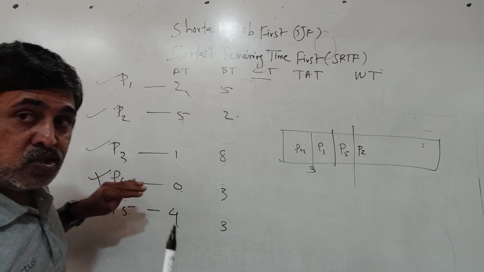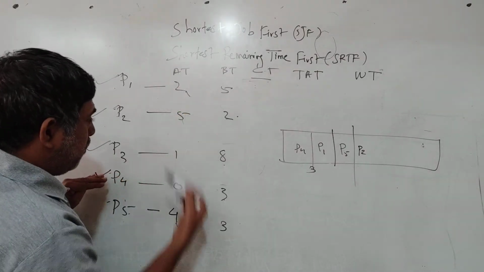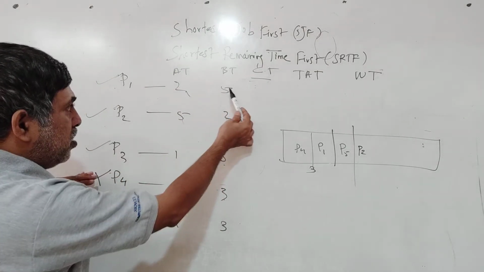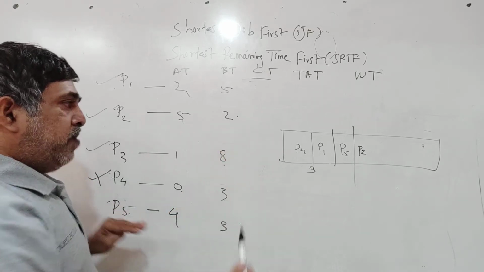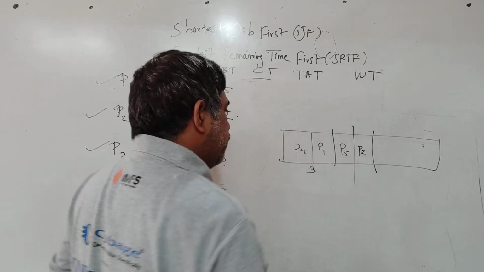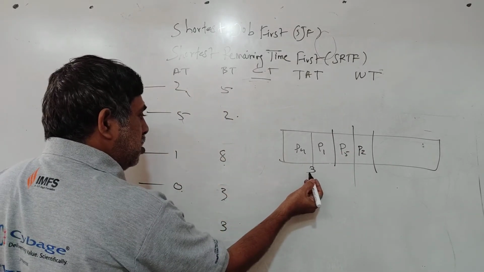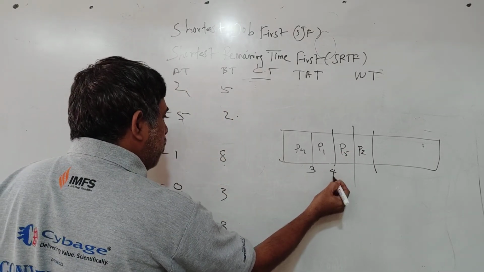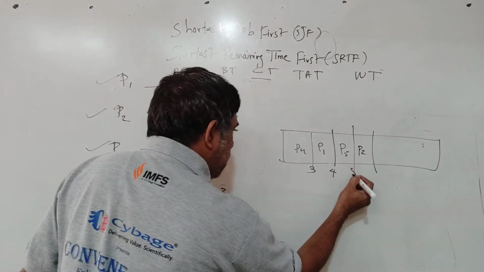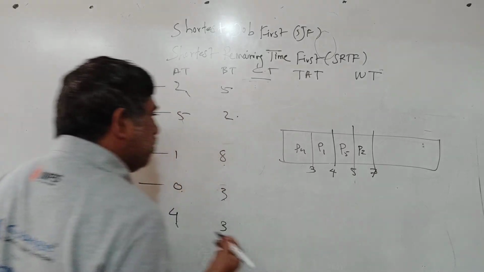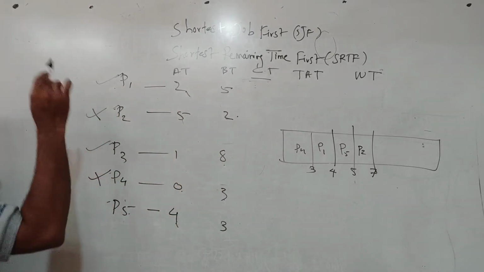No other process is to arrive. So now the competition is among these processes. When I compare 5, 2, 8 and 3, 2 is the minimum. P2 will completely execute. So this is 4, this is again 5, and 5 plus 2, 7. P2 is out of memory now.